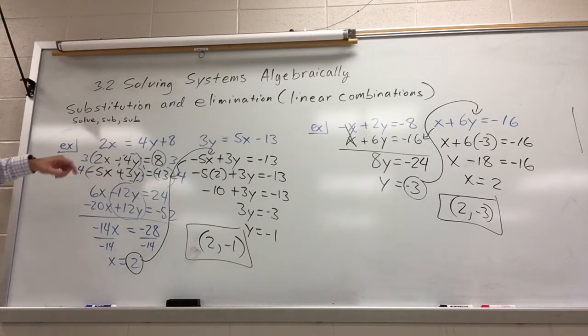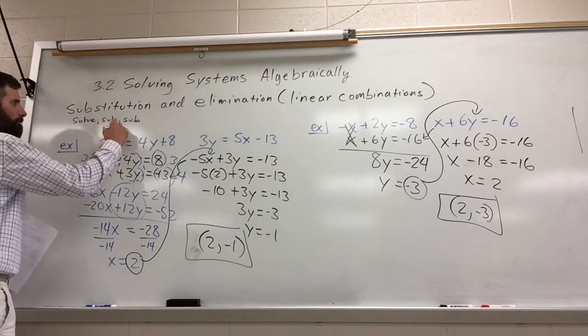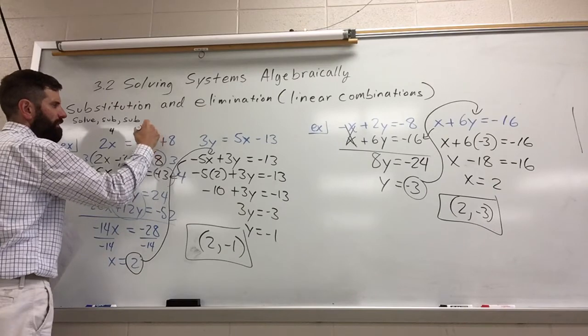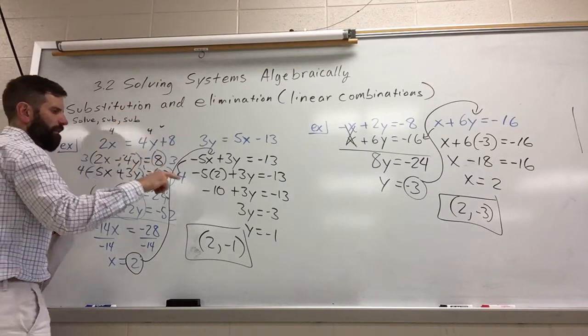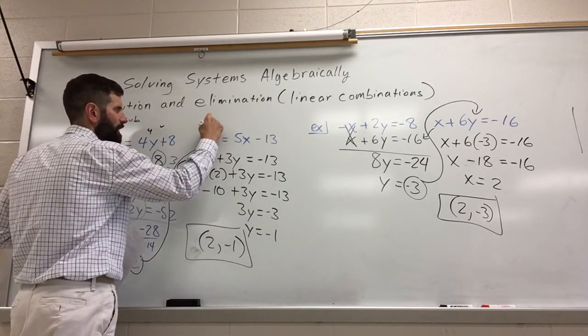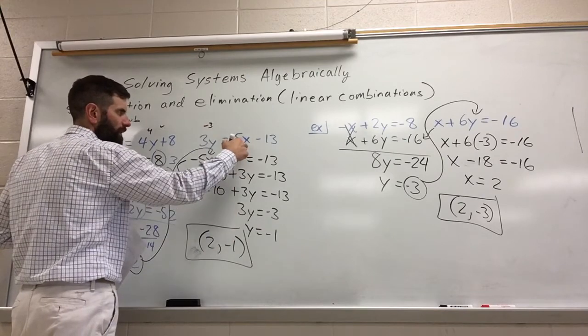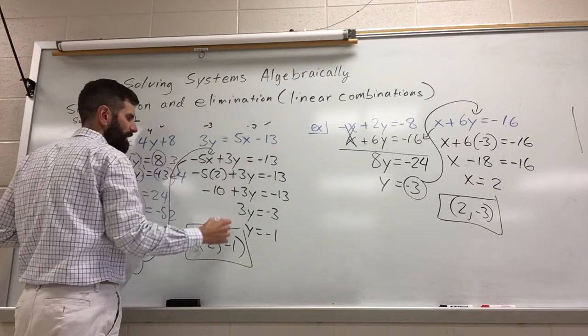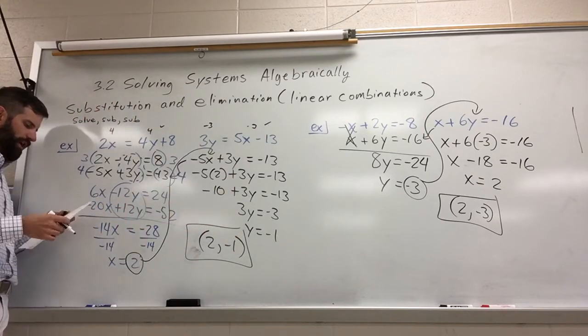If I put a 2 right there, I'll get 4. If I put a -1 right here, I'll get -4 plus 8 is 4. It checks out. Put a -1 right here, I'll get -3. 2 right here, I'll get 10. 10 minus 13 is a -3. It checks out. We are in good shape.